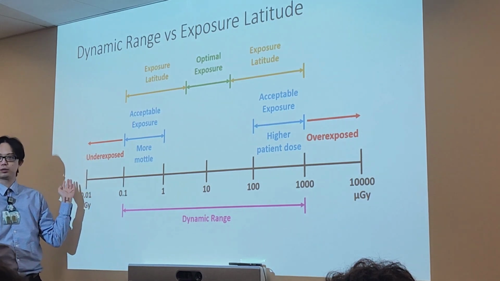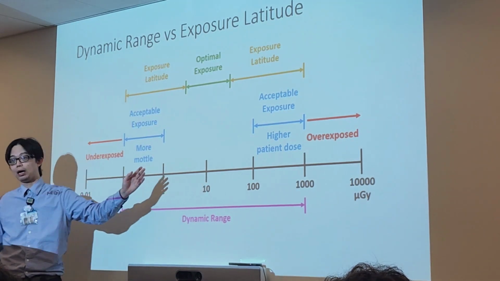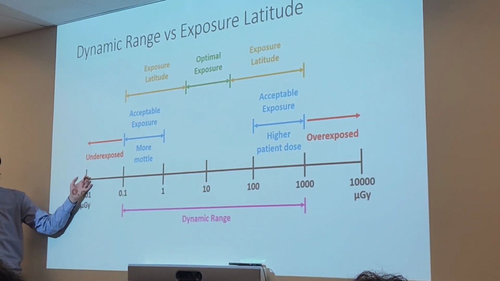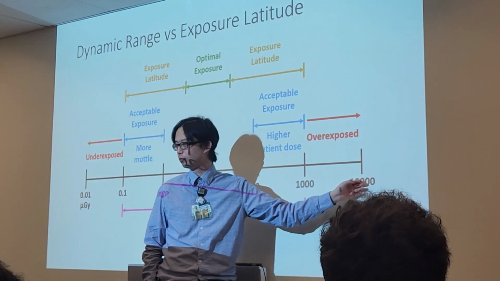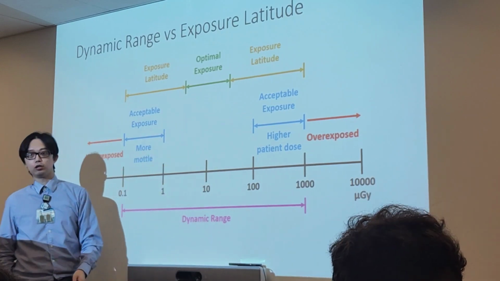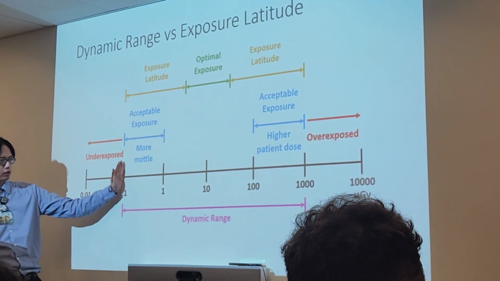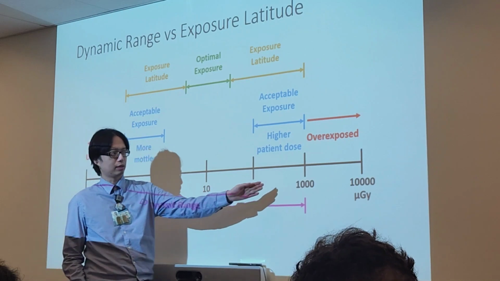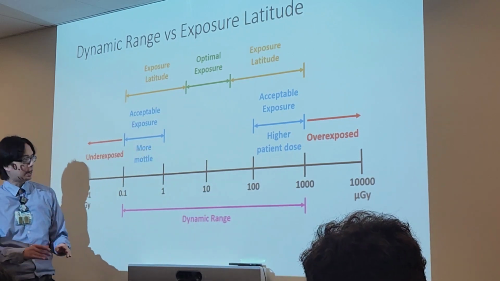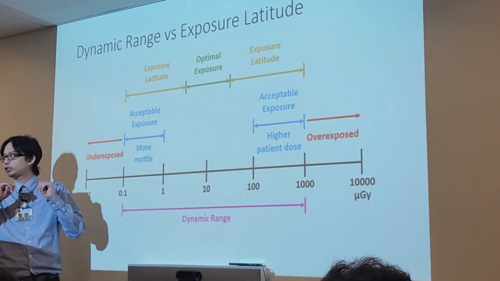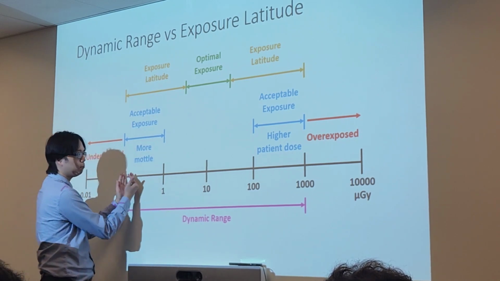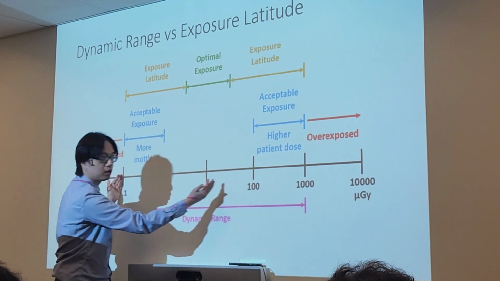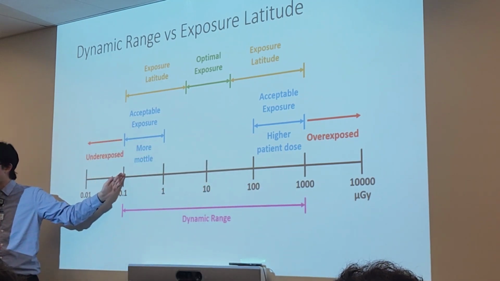These are the possible X-ray exposures that could happen. Right down here, really, really low, underexposures. Up here, really, really high, right, overexposures. With digital, we said that the dynamic range is here between 0.1 to 1,000. So as long as when I shoot, the exposures on my image fall somewhere in this range, I will be able to see it properly on the IR.